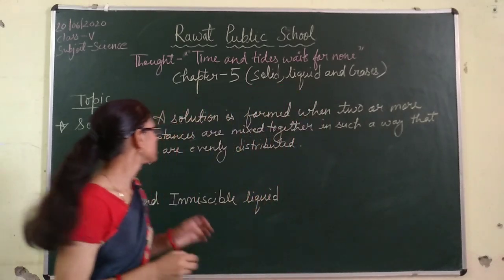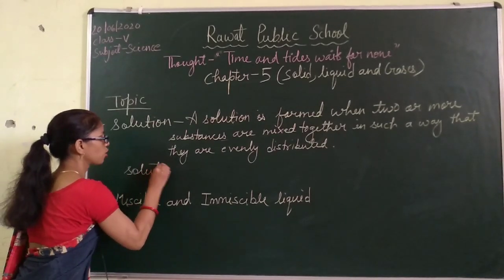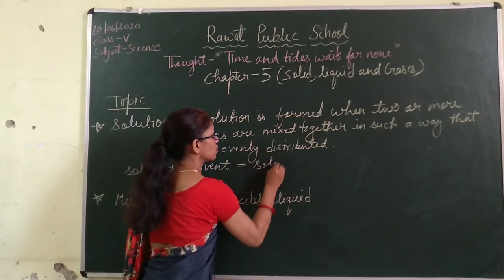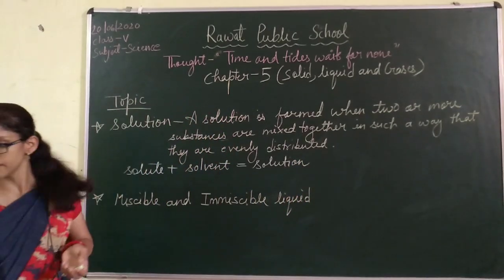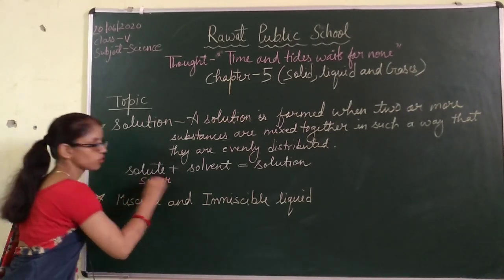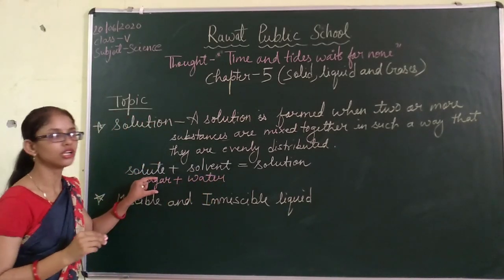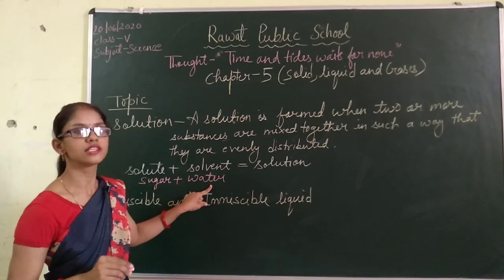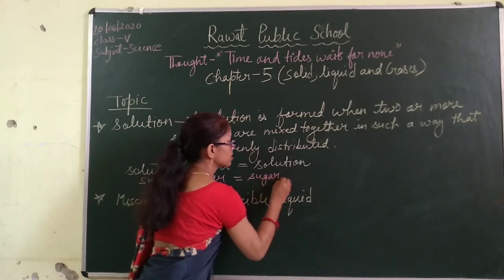For a particle dissolved in water, there are two components: solute plus solvent form the solution. In the case of a sugar solution, the sugar is the solute and water is the solvent. The smaller portion of the solution is known as the solute, whereas the larger portion of the solution is known as the solvent.